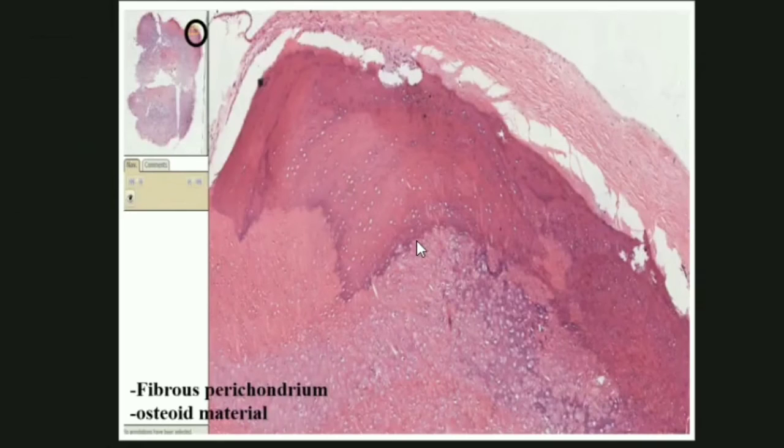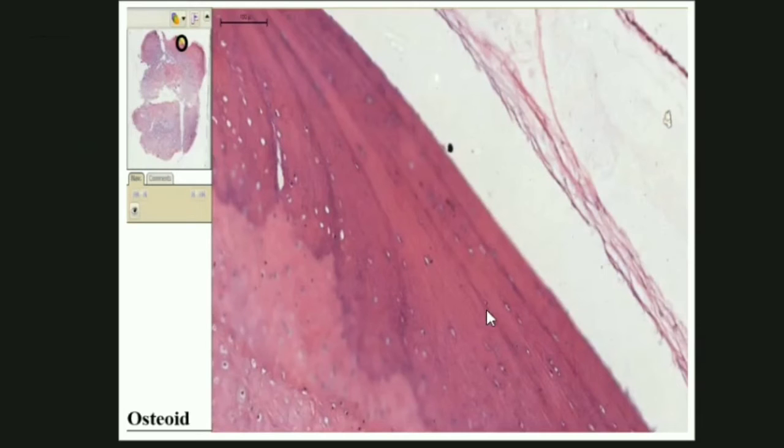So this was the picture. If you magnify this one, we'll see there is a fibrous perichondrium and also one osteoid area. Below that, we can see there are chondrocytes, and here we can see some calcification also, which is like lace-like calcification. This area shows osteoid material.